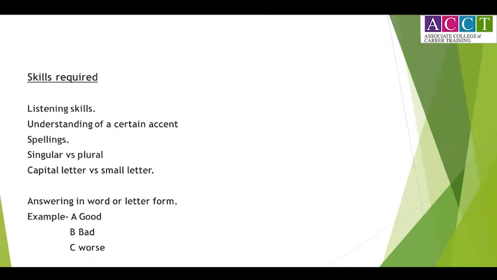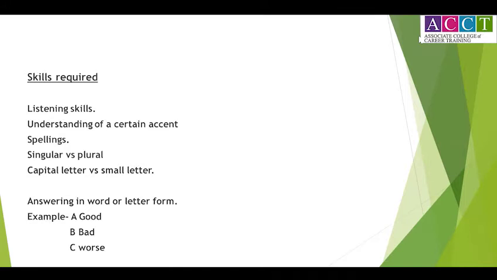So next we have the skills which are required, very basic skills, but if not taken care of, can cost you your scores. So the first one is listening skills. Now by listening skills, I do not mean how good your auditory functions are, if you are able to hear something or not. Basically, listening skills here mean if you are able to understand what you are listening to or not.